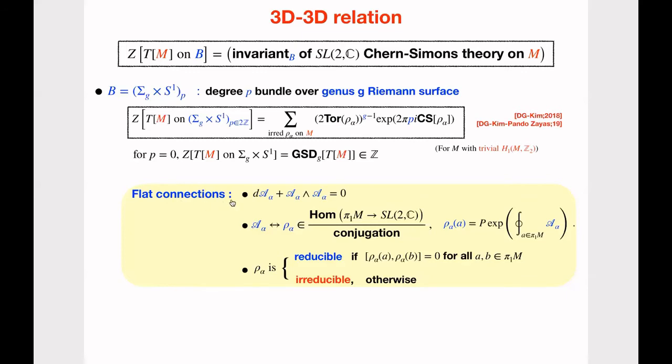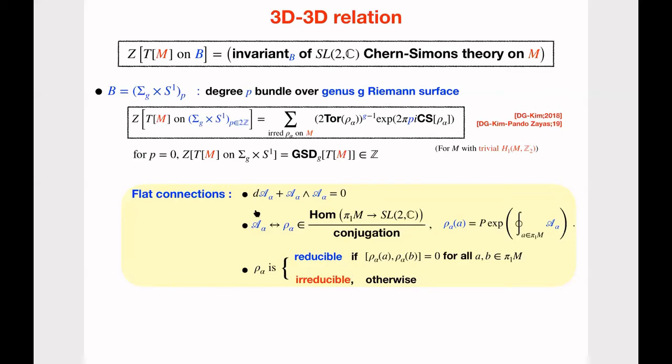So flat connections in physics notation are described by some complex algebra one-form, satisfying these different equations. In mathematics, a more rigorous, more precise definition is a homomorphism from the fundamental group to SL(2,C) up to conjugation. These two notations are related in this way. I will call this flat connection alpha reducible when all the holonomies, the images of this homomorphism, commute, and I will call it irreducible otherwise.